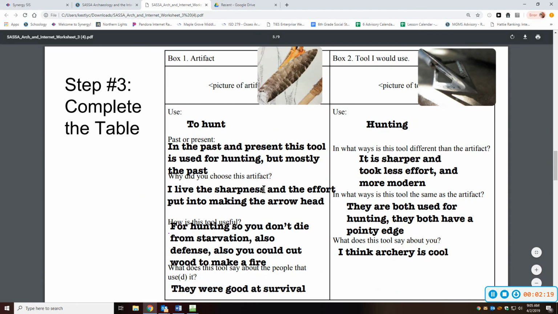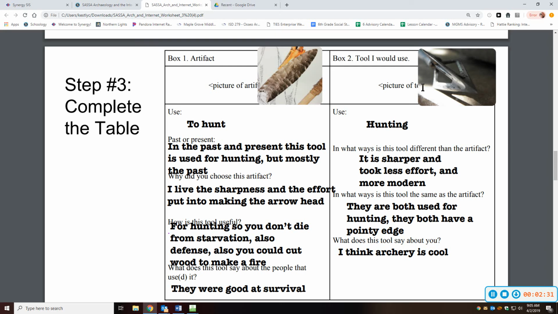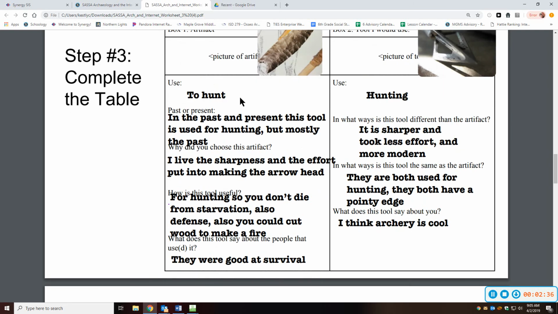All right, next, what you need to do is put a picture of that artifact in box 1, and then in box 2, put a picture of a similar use type of item. And then you need to answer these questions. So for example, the spear point, its use is to hunt. Past or present? Well, it was used in the past and present, this kid says, for hunting, but mostly in the past. Why did you choose this artifact? This kid says, I love the sharpness and the effort put into making the arrowhead. I think he means I like the sharpness.